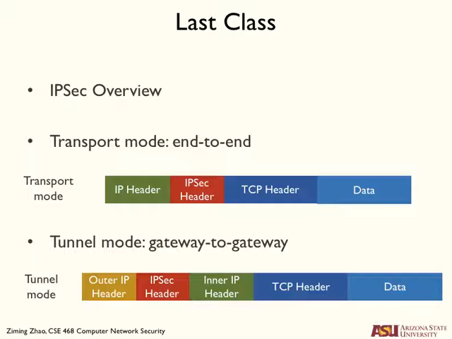In transport mode, we are inserting one IPSec header between the original IP header and the IP payload. And in tunnel mode, we are adding one new IP header and a new IPSec header. The original IP header is not changed, and it is used as the inner IP header. And the gateways will take out this part and forward those original IP packets.